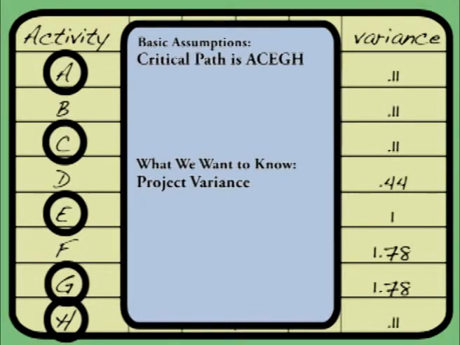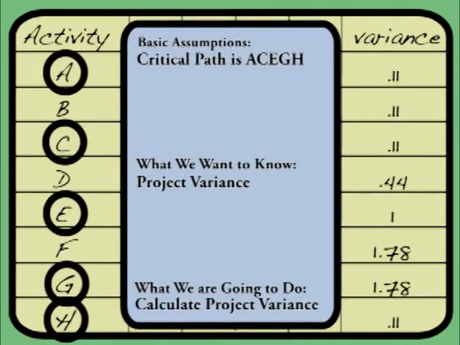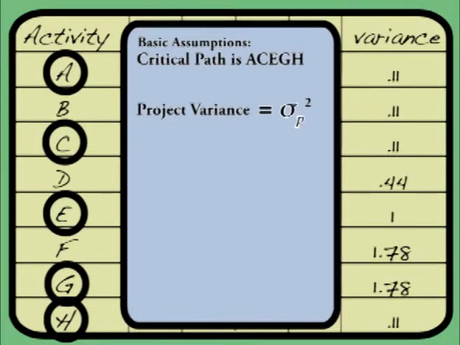But it's not as bad as it was when you were in statistics. What we're going to do is calculate our project variance. Project variance is denoted as the following. And all it is, is the sum of the variances along the critical path. So we can go back to our chart now and figure out what that is.